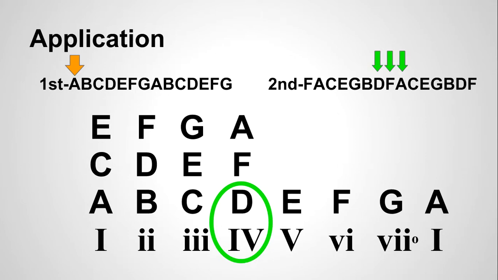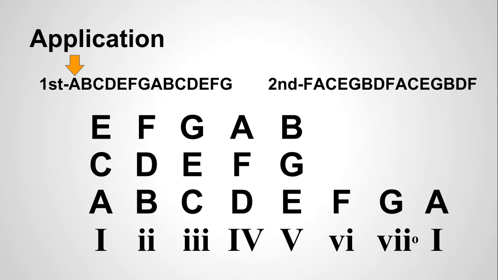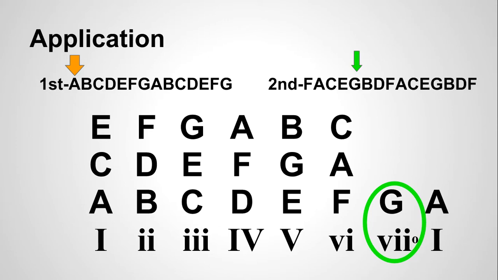Now if we go to 4, where D is, what do we have? D, F, A. Let's go on to 5. What do we have there? E, G, B. I'm just skipping every other letter. What about 6? Again, skipping every other letter or using the second form, whichever is easier for you, F, A, C. Now, how about the 7 chord? Well, skip every other letter and you have G, B, D. And then we're back to A.